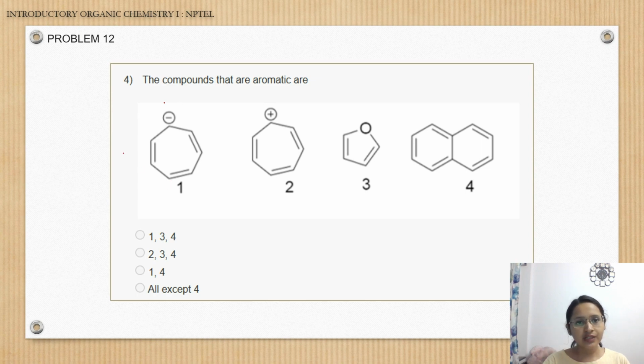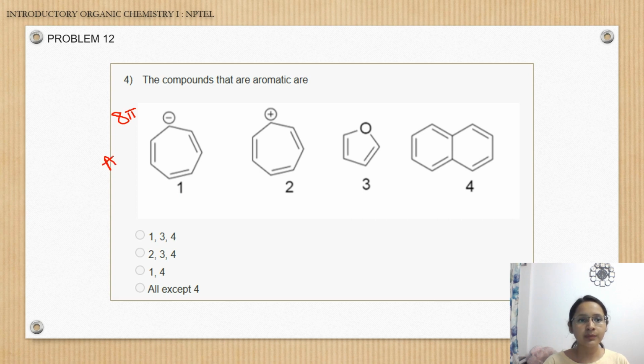How many pi electrons are there? Yes, anti-aromatic. How many pi electrons are there? There are 8 pi electrons. 2, 4, 6 and 8. So there are 8 pi electrons, and that is why we are saying that it is an anti-aromatic compound, because it is conjugated, cyclic, flat, having 4n pi electrons. So it is anti-aromatic.